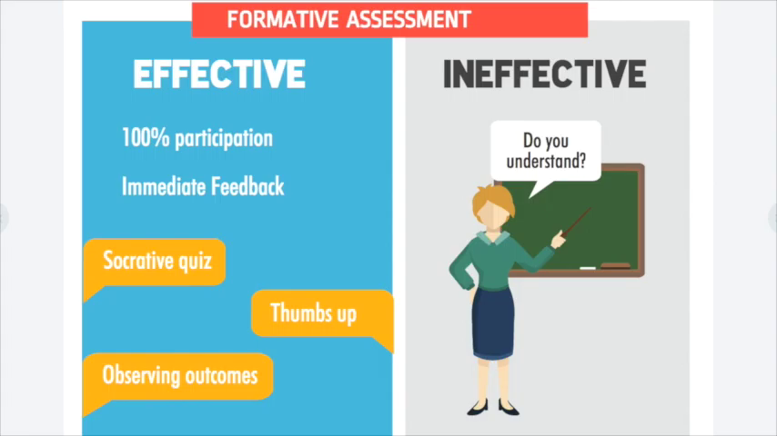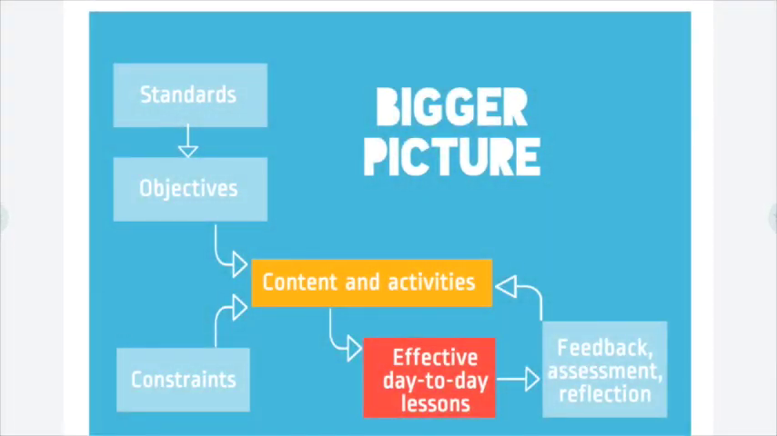The most ineffective formative assessment that I've seen is when the teacher just stands in front of the class and asks, "Do you understand?" Nobody wants to say no to that question. Getting students to show you rather than tell you if they do or don't understand seems to be the best approach. I think the planning process should also include a feedback loop.